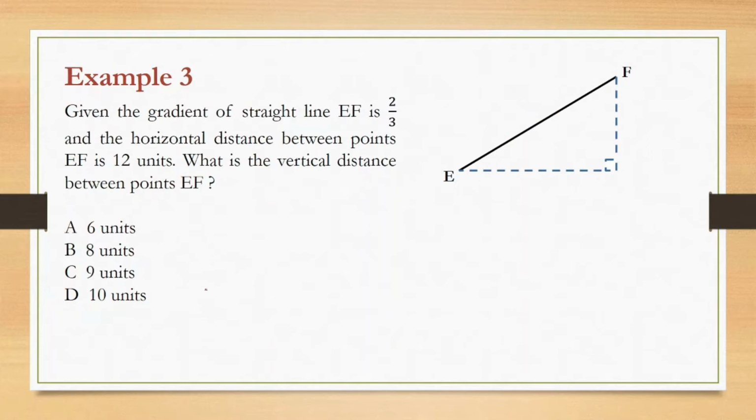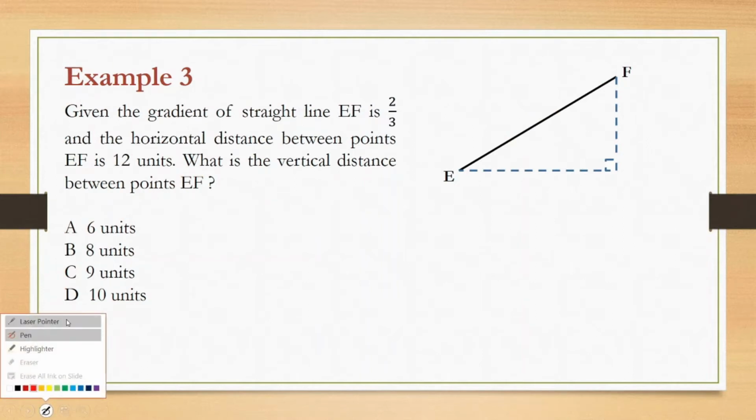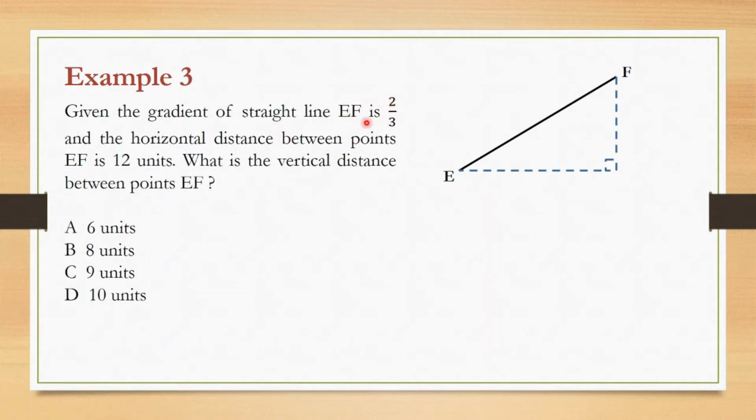Now, let's move to example 3. Given the gradient of a straight line EF is 2 over 3, and the horizontal distance is 12 units. What is the vertical distance between point EF? So first, extract all the information from the questions to the diagram. The horizontal distance is 12 units, so horizontal distance here is 12 units. And we have to find for the vertical distance here. We don't know what is that. So let's name it as x.